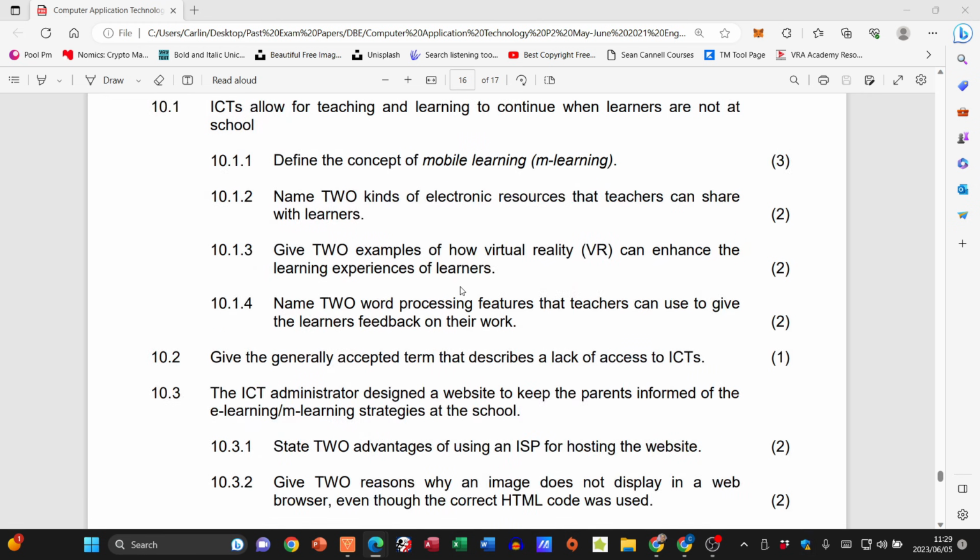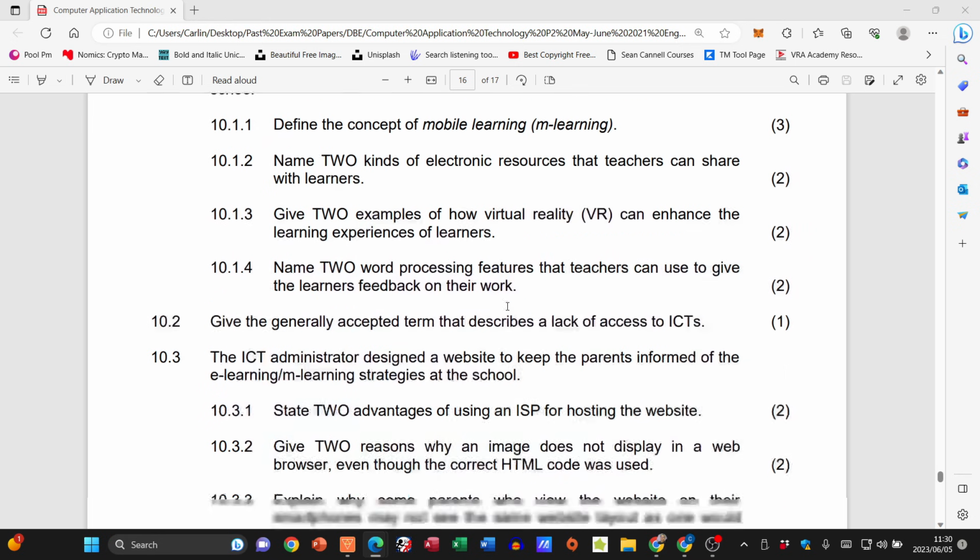Then name 2 word processing features that teachers can use to give learners feedback on their work. And we know this. What about track changes, comments, highlights, hyperlinks or embedded links? Right? Any of those you can use.